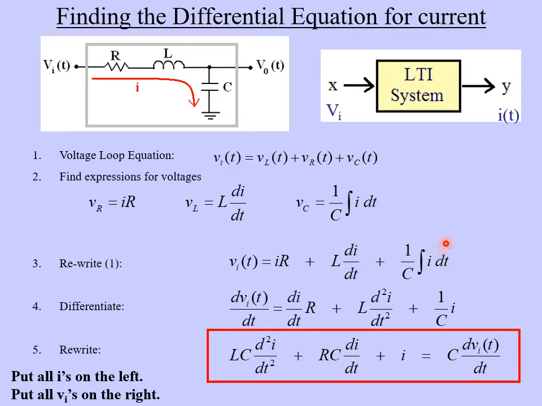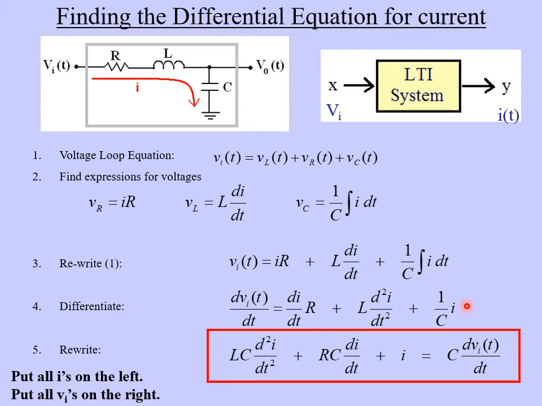The way to fix that is to take the derivative of the whole equation to get rid of this integral right here. So if we take the derivative term by term, on the left side we get dvi dt. Here we get di dt times R. And here we get L times the second derivative of current. And when we take the derivative of the integral here, this integral just gives us back I. The derivative basically undoes the integral. So we get 1 over C times I.